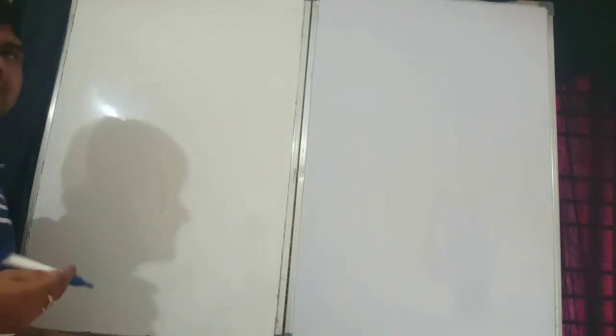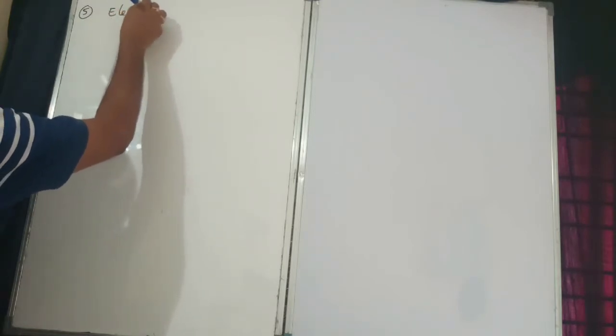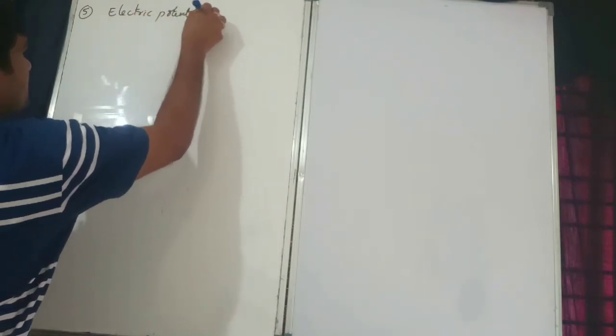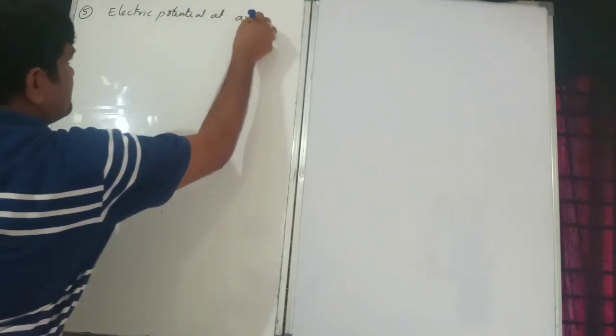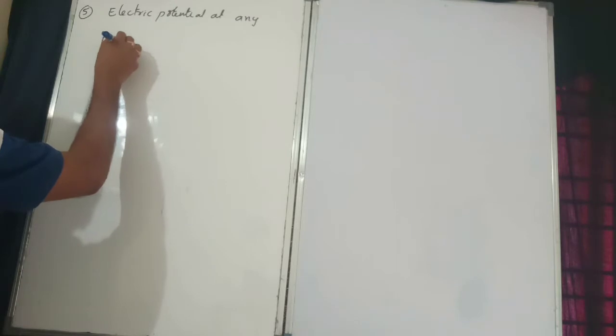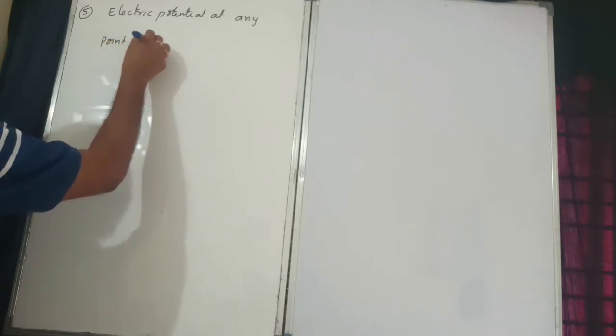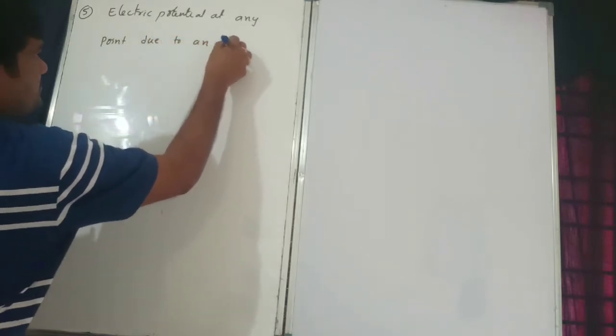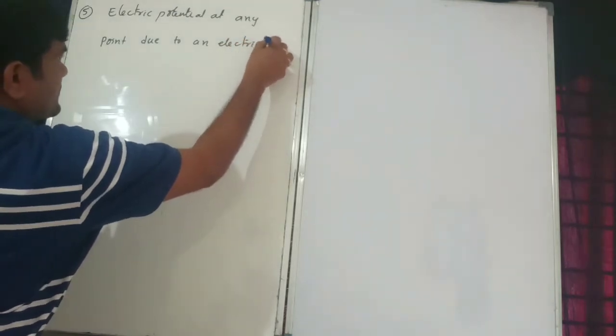So now, I think topic number 4, Introduction, correct? Next one is electric potential difference. Fourth one, now fifth one: electric potential at any point due to an electric dipole.